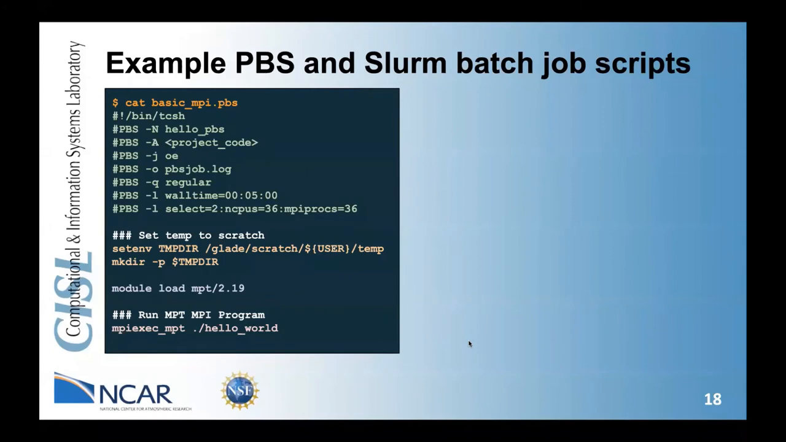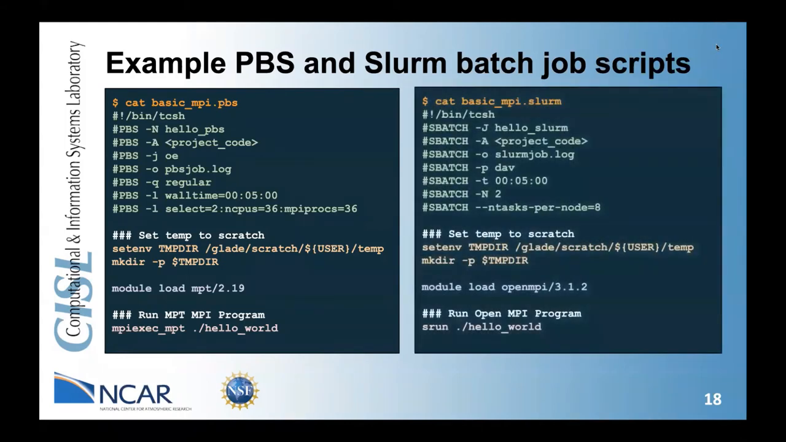Then continuing down the script, setting TMPDIR like I mentioned before, we're doing a module load mpt so the MPI is available, and then mpiexec_mpt hello_world is the example program here. That would run 72 MPI ranks to run the Hello World program.